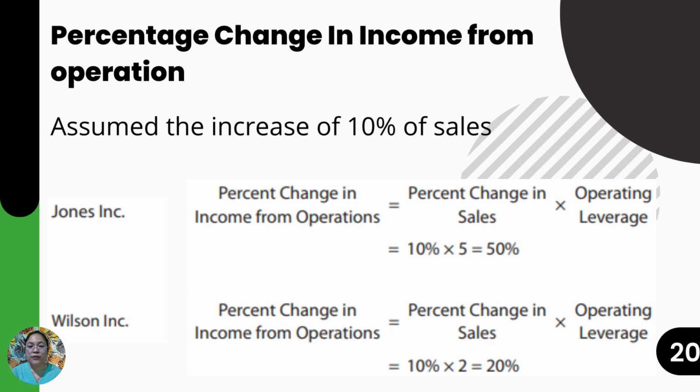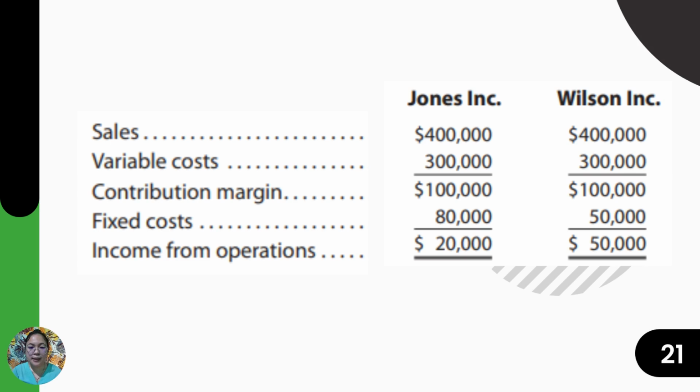So, what is the use of the operating leverage? Operating leverage can be used to measure the impact of changes in sales on income from operation. Using operating leverage, the effect of changes in sales on income from operations can be calculated. To illustrate, assume that sales increased by 10%, both for Jones and Wilson. So from the old income of 20,000, Jones will have a 30,000 income and Wilson will increase from 50,000 to 60,000.